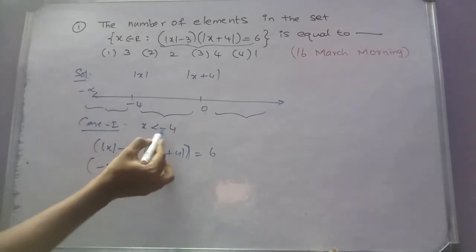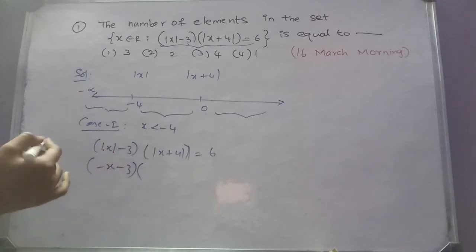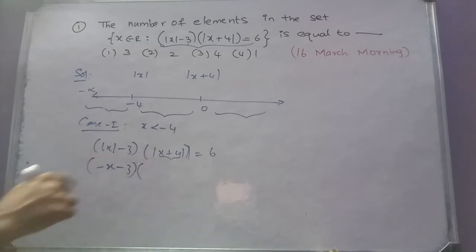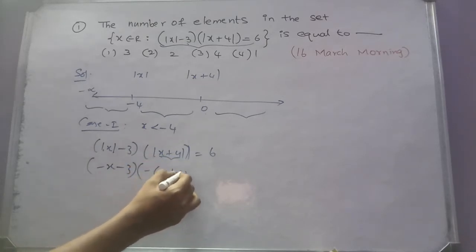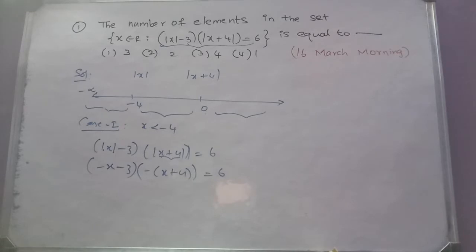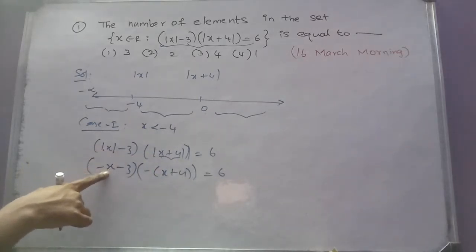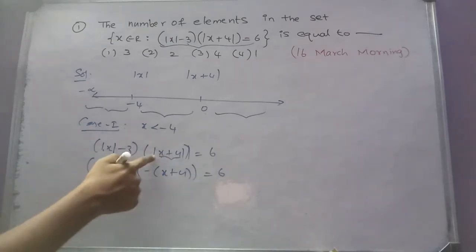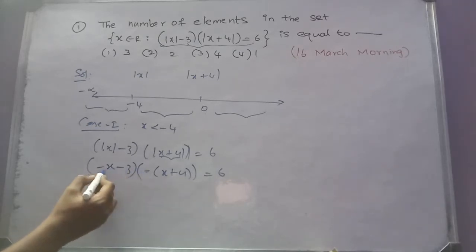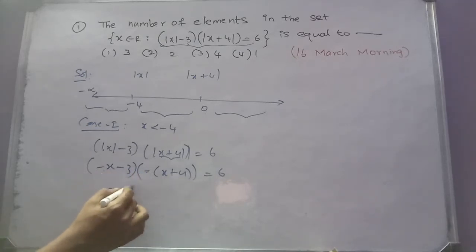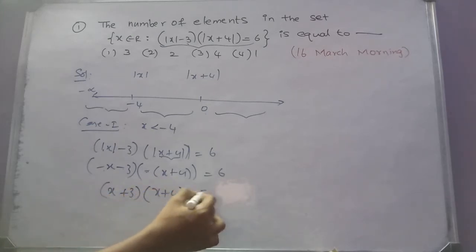Here again, if x is less than minus 4, then what happens? For example, x is minus 5. Then x plus 4 is how much? Minus 5 plus 4 is minus 1. Again a negative value, which means if I remove modulus, x plus 4 will become minus of x plus 4. Now whenever I remove modulus, since x is negative, it becomes minus x, and since x plus 4 is also negative, if I remove modulus it becomes minus of x plus 4. And take this minus and give it to these two terms. So minus into minus plus x, minus into minus plus 3 into x plus 4 equal to 6.